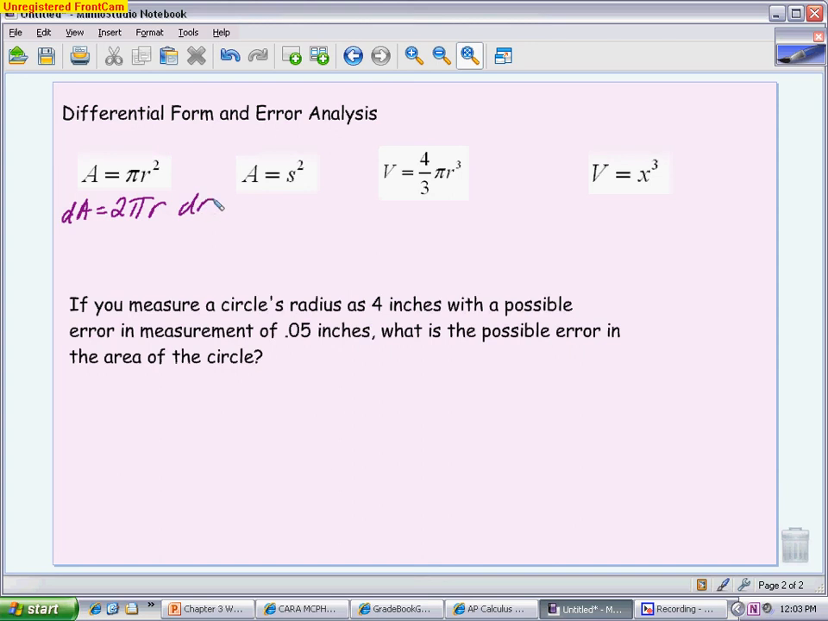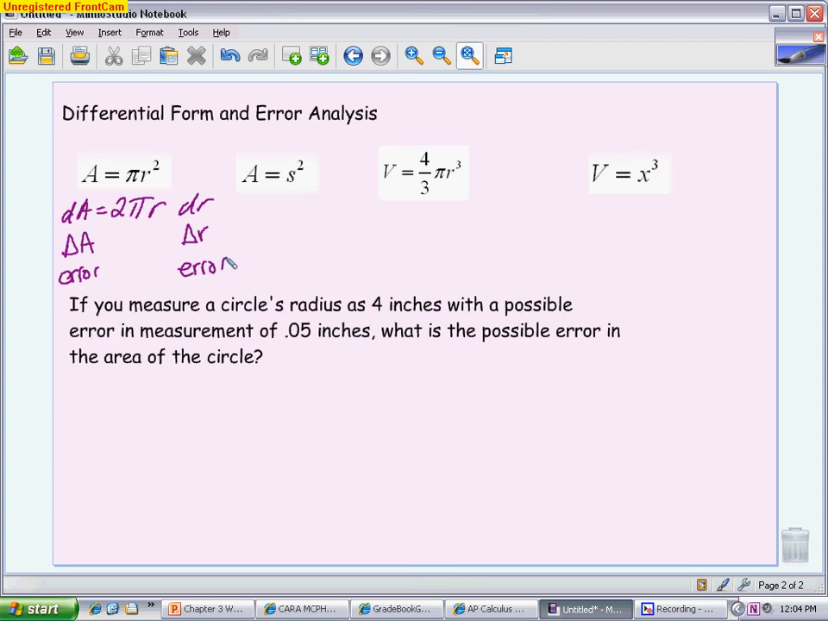And the two pieces actually have a meaning this time. dA is going to be referred to as the change in area, so I'll use a delta, or the error in area. dr we can think of as delta r, and it's the error in my radius measurement. Now you might look at this and say, that kind of reminds me a little bit of related rates. It is similar. The difference is now we're not doing everything with respect to time. We are just looking at how the errors in each measurement affect each other.